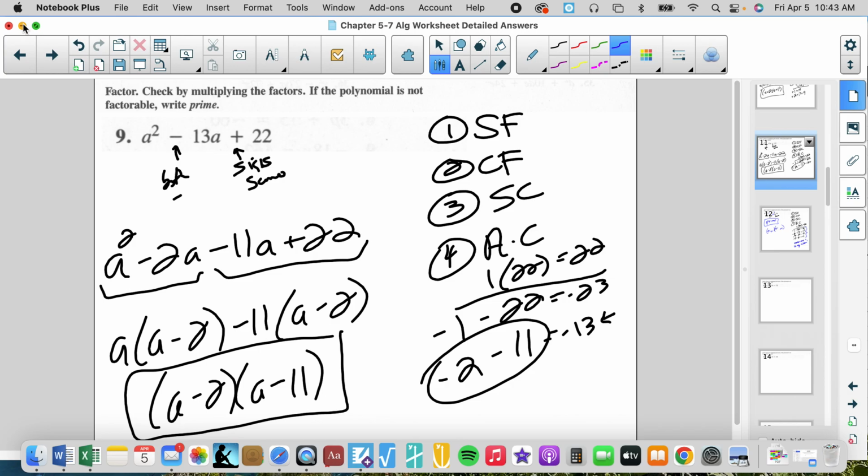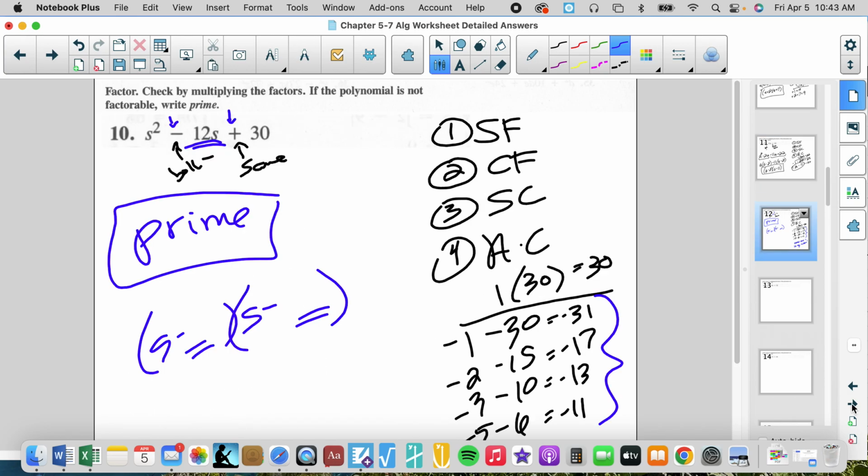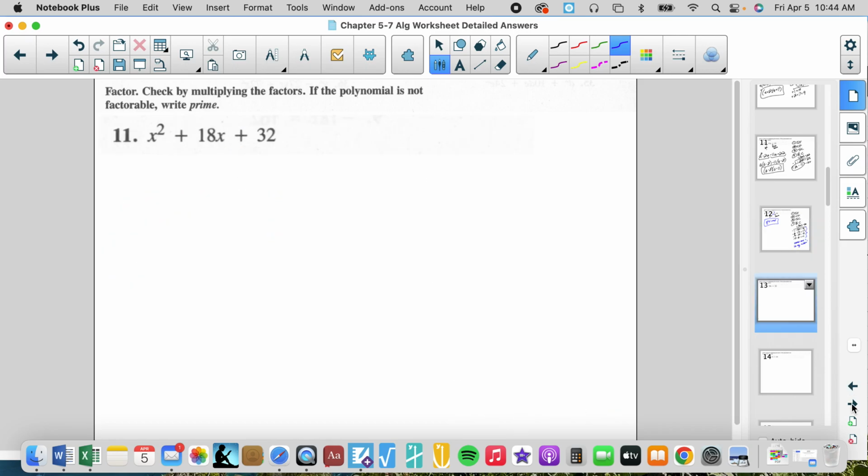That's why we say prime. It's just going to have a value that is not a whole number. That's what that means. But at this point in this section, you would write prime. We'll learn how to get those decimal answers a little bit later on in maybe chapter 5, maybe chapter 12. All right, so let's keep going.